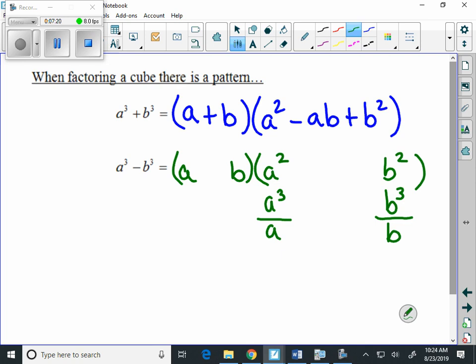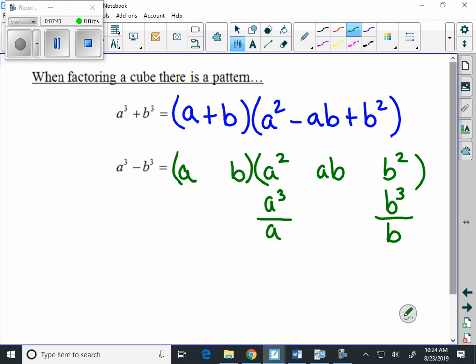To figure out what goes in the middle, we take the first value in the little parentheses and multiply it by the second value in the little parentheses. So a times b is ab.